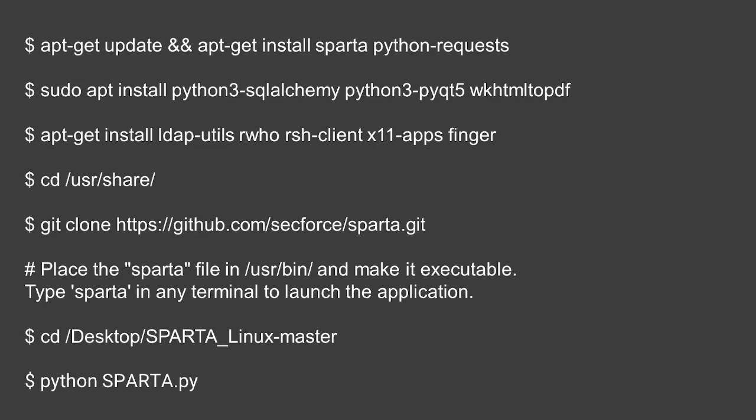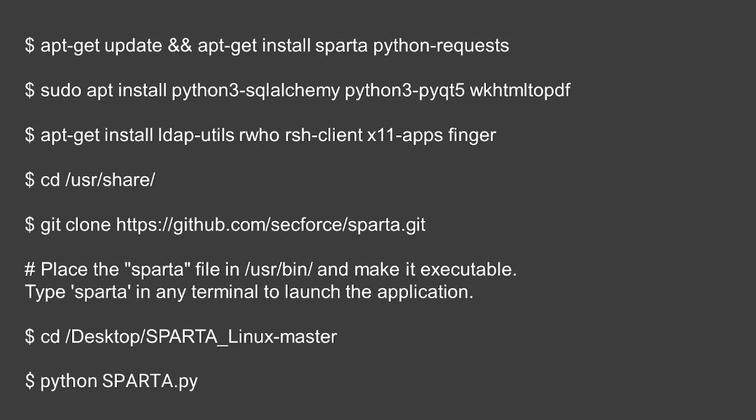First, we need to update and install all the requirements for Sparta from Python: apt-get update and apt-get install python-requests. That's going to install all the libraries that you need. Then the next two commands, apt install python3-sql and python3-pyqt5, are going to install and organize your libraries, and then apt install finger, rsh-client, and x11-apps.